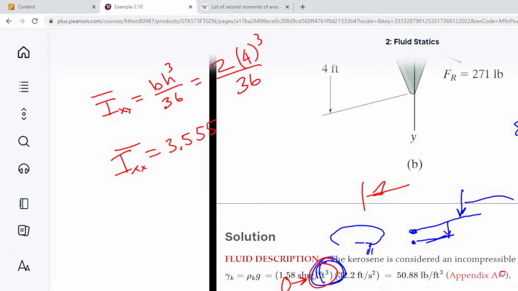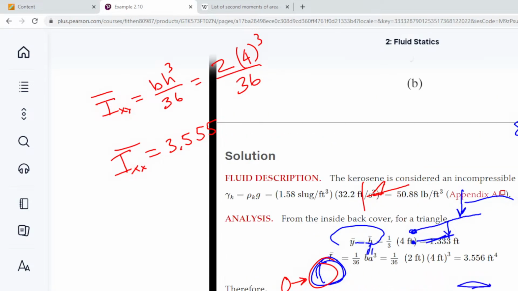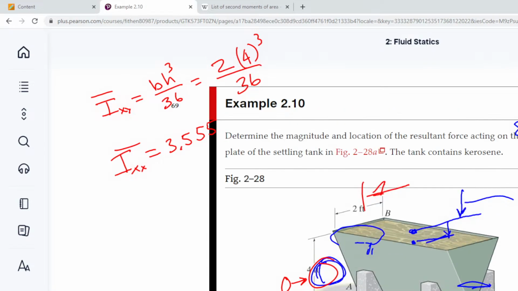So first of all, we got this one. So where's his force? He's got 271. I sort of dropped some of my digits, so, you know, that's close enough.